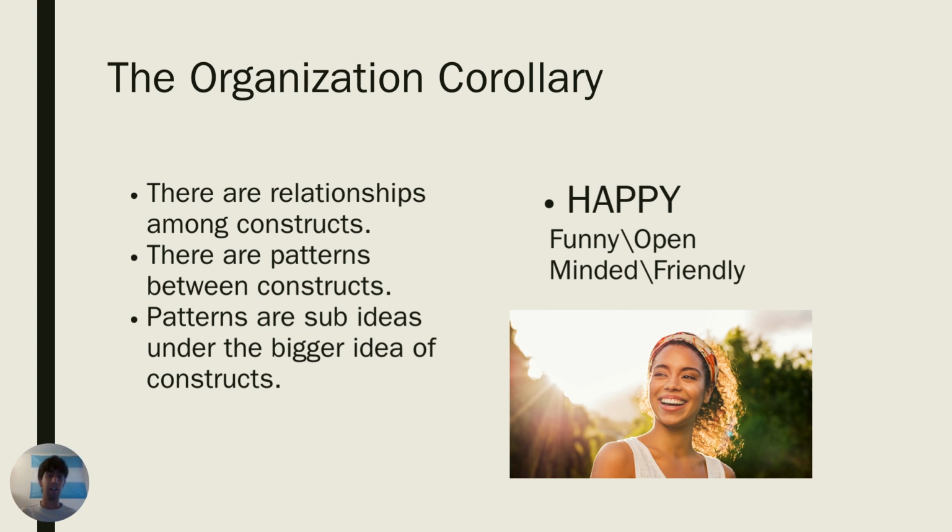Then the organization corollary: there are relationships among constructs. Between constructs, we create patterns. These patterns are sub-constructs that we create under the idea of a more global one. Let's say you know someone and you create a construct of this person as a happy person. Automatically under this construct, you create some sub-constructs that in this case are funny, open-minded, and friendly. But here's the thing: they are open to change. If you then properly meet this person and it's the opposite, you will change this construct from something good to something bad, or the other way around, from something bad to something good.